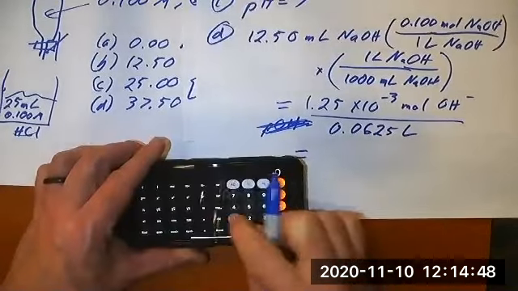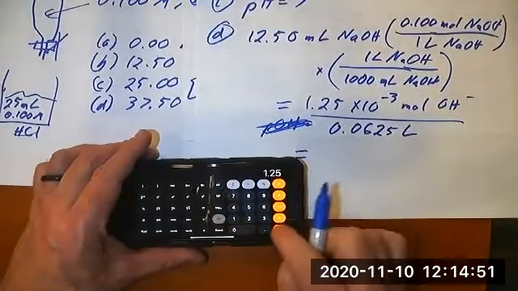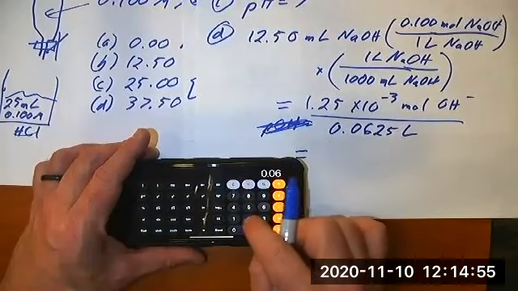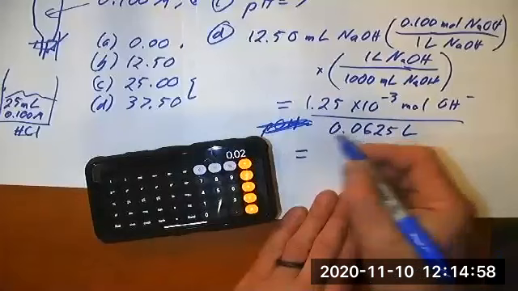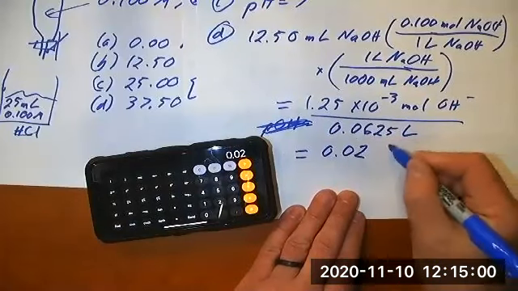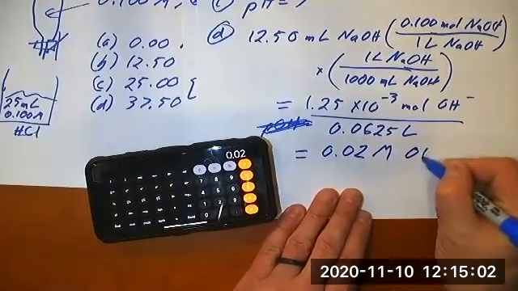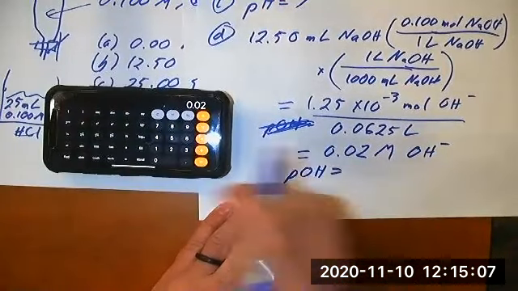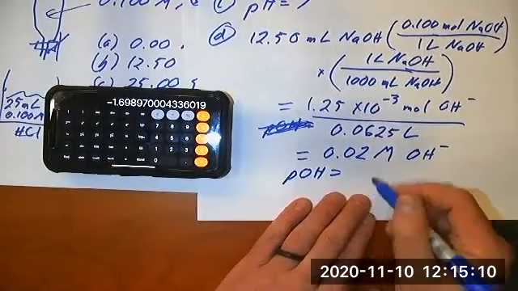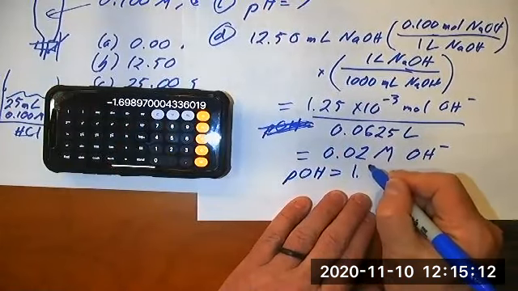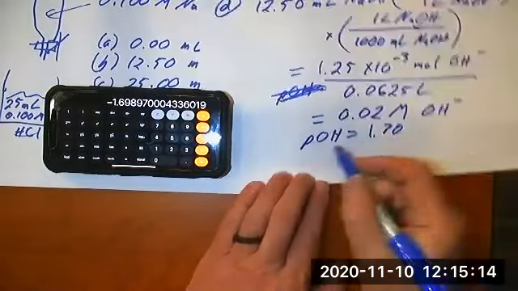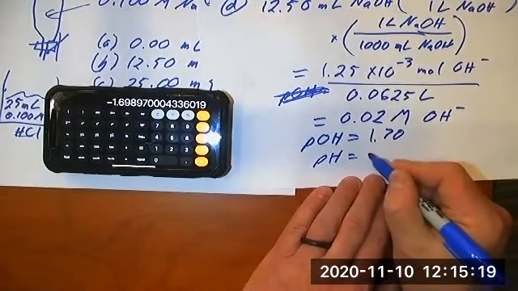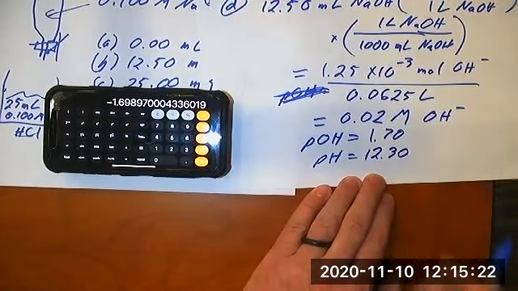So 1.25 times 10 to the negative 3 divided by 0.0625 gives us 0.02 molar in hydroxide. And so our pOH is going to be the negative log base 10 of that, or 1.70. pH is 14 minus the pOH, so that's going to be 12.30.